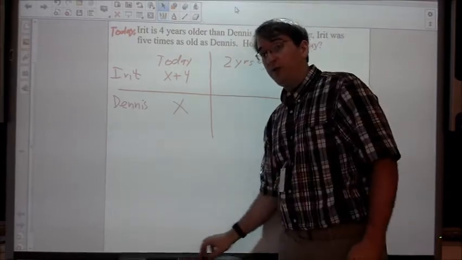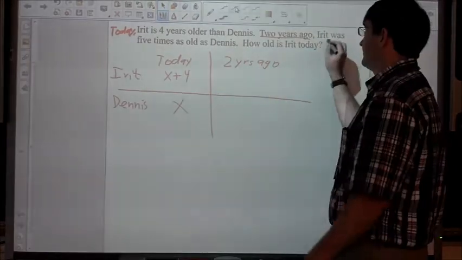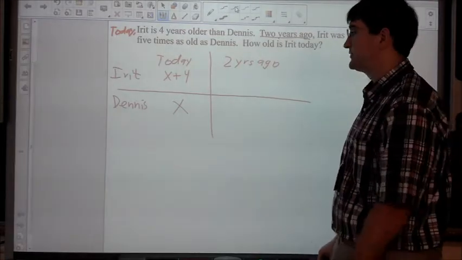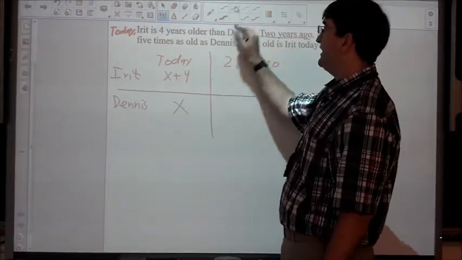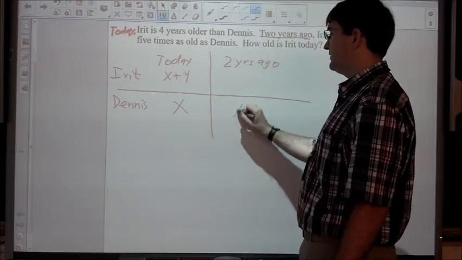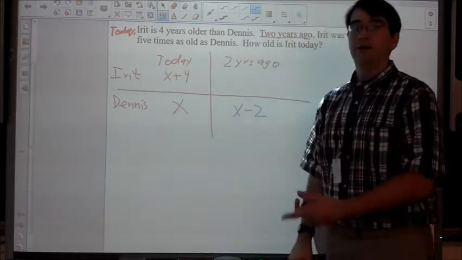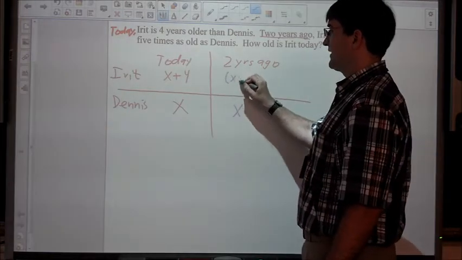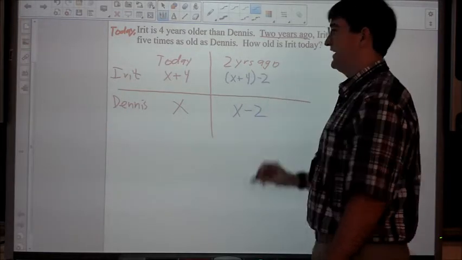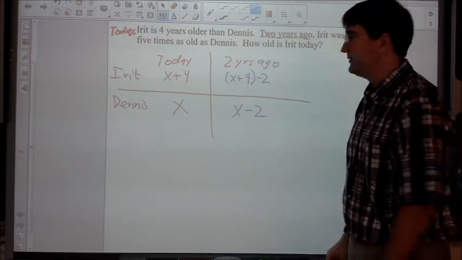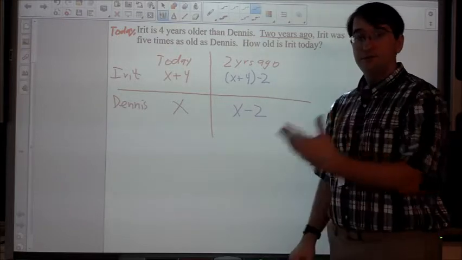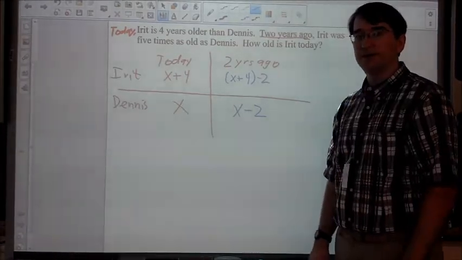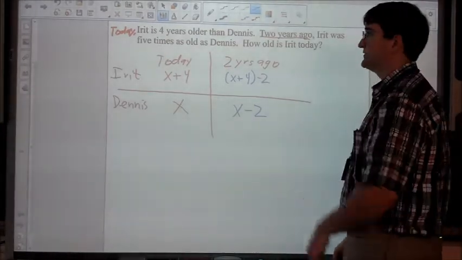So how do I get how old they were 2 years ago? Notice I haven't paid attention to this part yet. I just know 2 years ago. I'm describing their ages 2 years ago. Well, if Dennis is x years old now, then he would be x minus 2 years old 2 years ago. And if Arit is x plus 4 years old right now, well, he'd be x plus 4 minus 2. So x plus 2 years old 2 years ago. 2 years ago, we just subtract 2 from both ages.